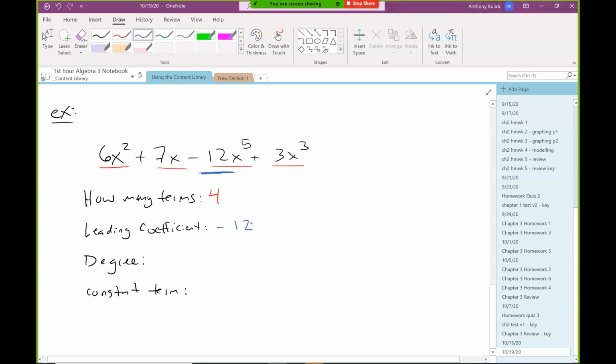What's the degree here? Connor, 5 is correct. Again, you're just finding the biggest degree term. And then here's the tricky one. What's the constant term?